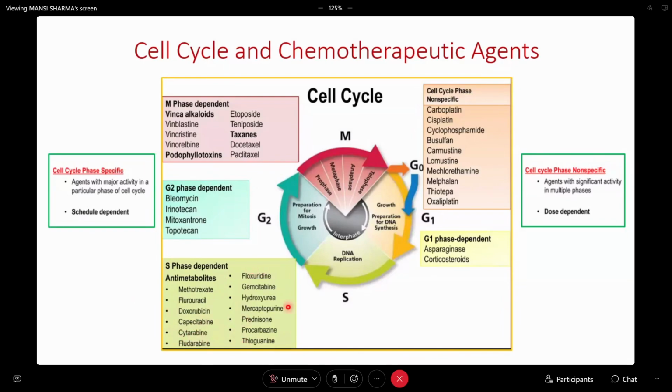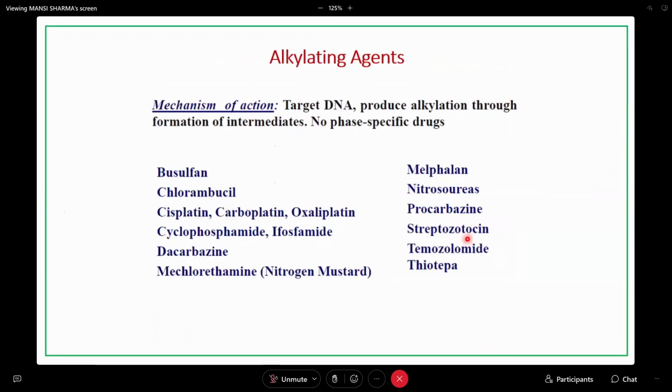The list goes on, so on and so forth. Gemcitabine, hydroxyurea, to name a few. Certain G2 phase dependent drugs are bleomycin, irinotecan, mitoxantrone, and topotecan. And M phase dependent are the ones that actually inhibit or cause microtubule arrest, which is the vinca alkaloids, vinblastine, vincristine, vinorelbine, the podophyllotoxins, etoposide and teniposide, and the taxanes, docetaxel and paclitaxel. Again, docetaxel, paclitaxel being a common component of head and neck chemotherapy regimens.